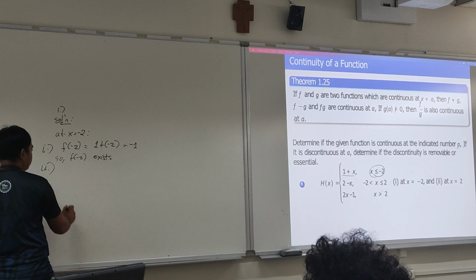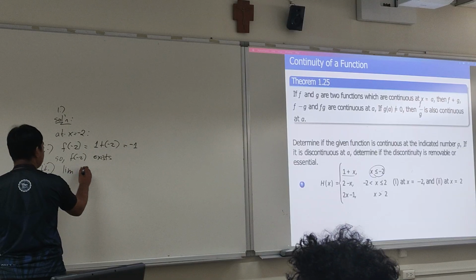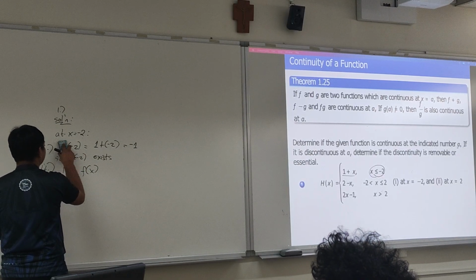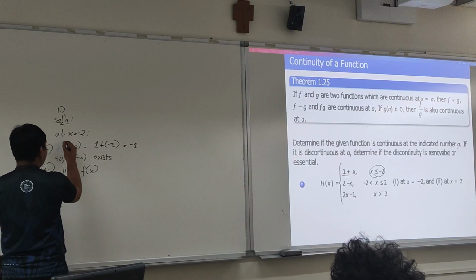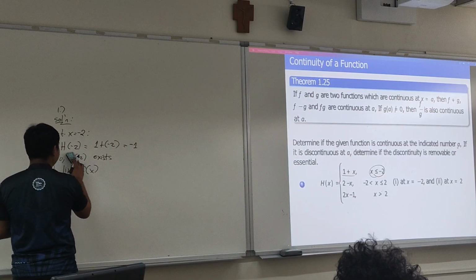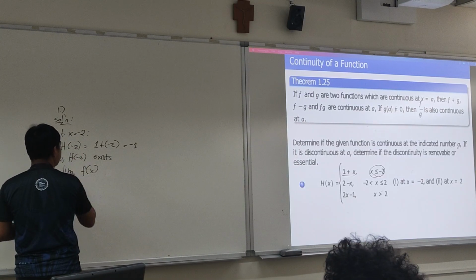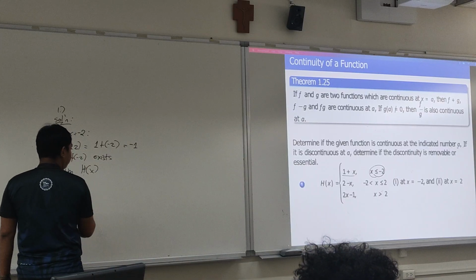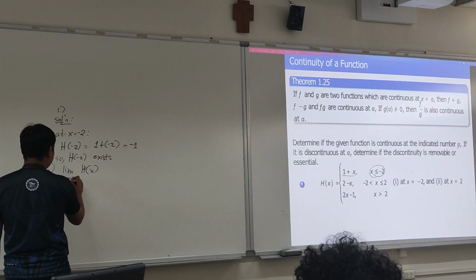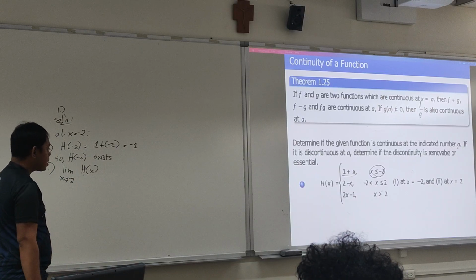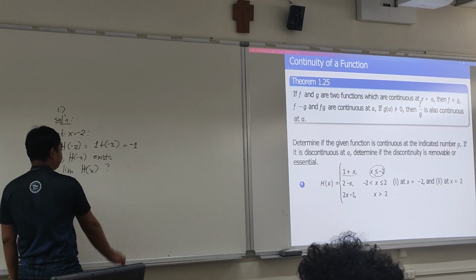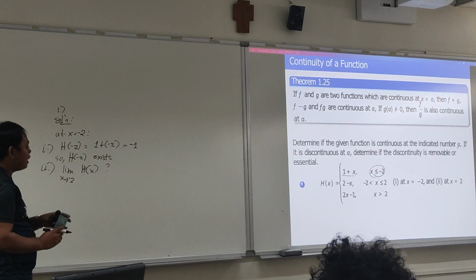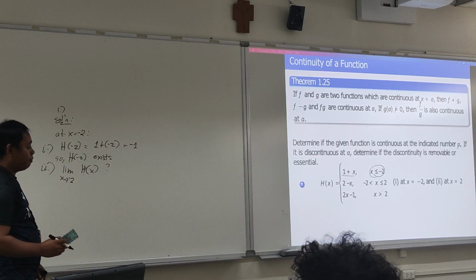How about the second condition? The limit of your function f of x. We should particularly use h because h is given by that definition of the function. So as x approaches negative 2, we need to verify if the right-hand limit and the left-hand limit are equal.